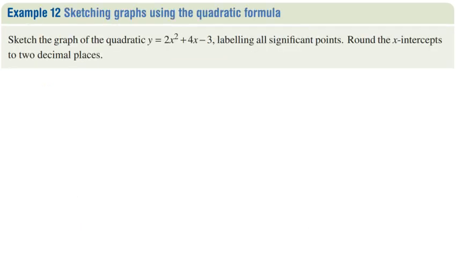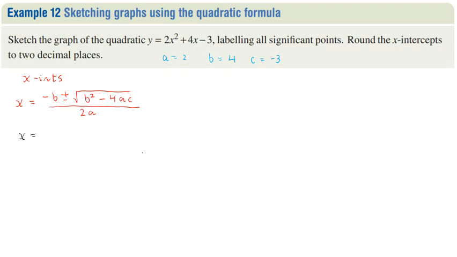Let's have a go sketching this quadratic. First thing to do is state the values of a, b and c. So a equals 2, b equals 4, and c equals -3. Now I'm going to find the x-intercepts first. So to find the x-intercepts, I use the quadratic formula. So x equals minus b plus minus square root b squared minus 4 times a times c over 2 times a. Now I just substitute in my values of a, b and c.